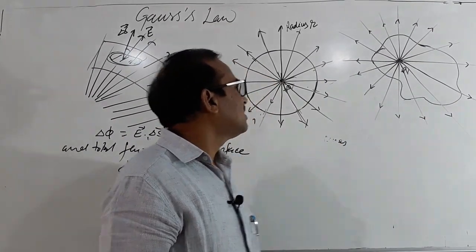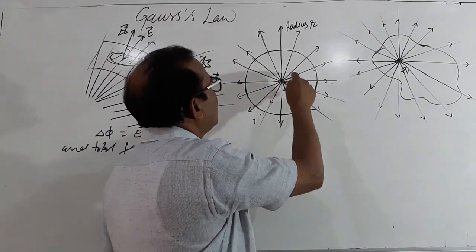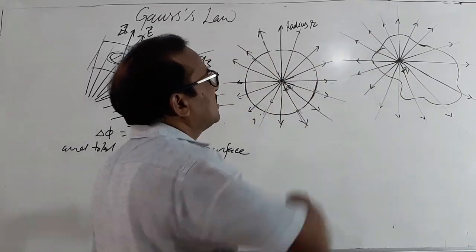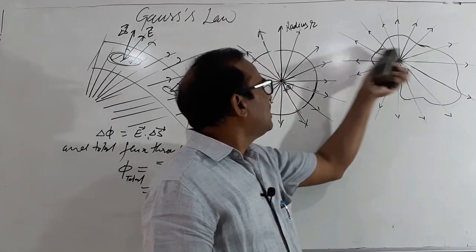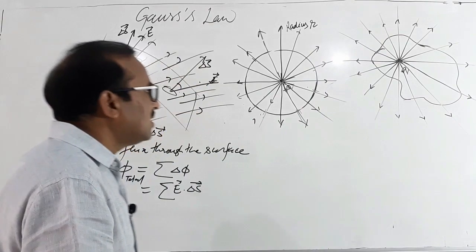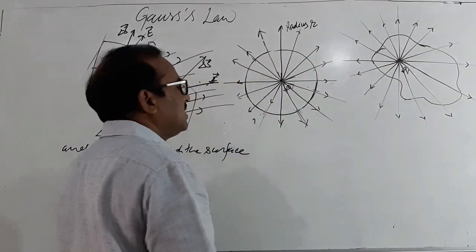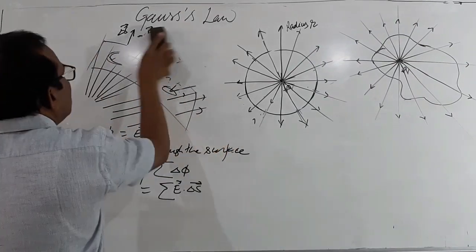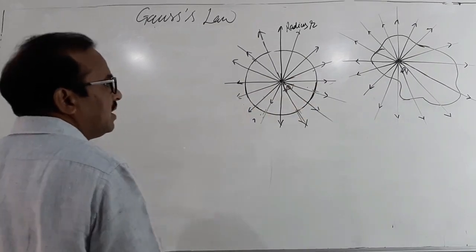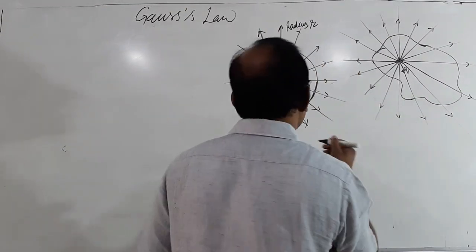From these two figures we can again try to see the situation. This is a charge, and the same charge is placed here. So the total number of lines with which I am representing the field, in both cases, will be the same, because the same charge is being taken. So the total flux through this spherical surface is the same as the total flux here. Then what is happening here? In the case of the irregular surface, the total flux is again this.